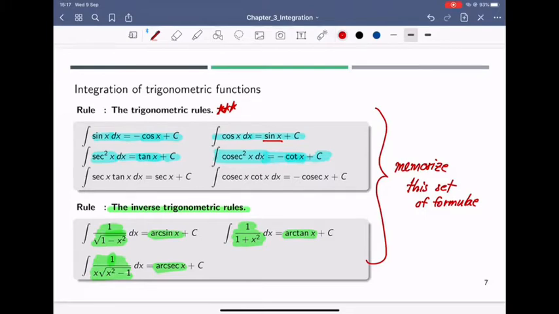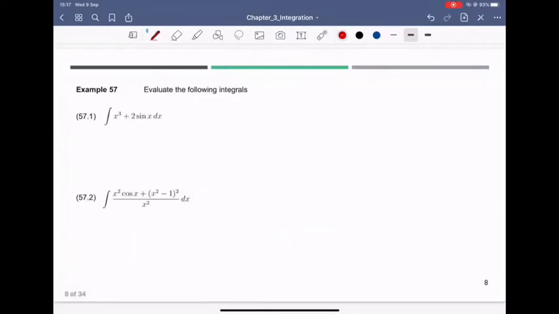Does it make sense? I have talked a lot about the rules of integration. So for the next half an hour or 40 minutes, we are going to go over some examples to show you how it works when you face a problem. Before we get started, any question?